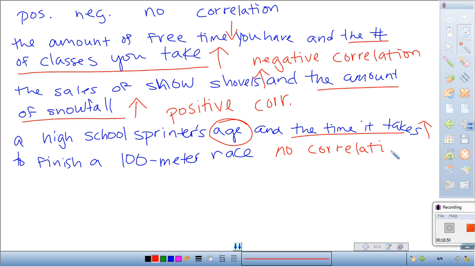And that's it for this lesson on scatter plots.